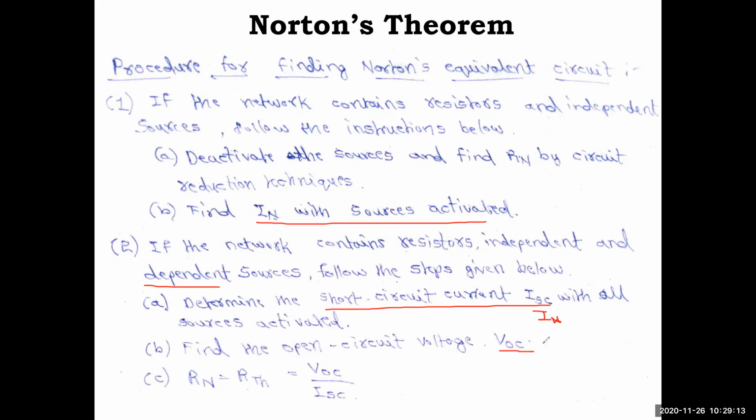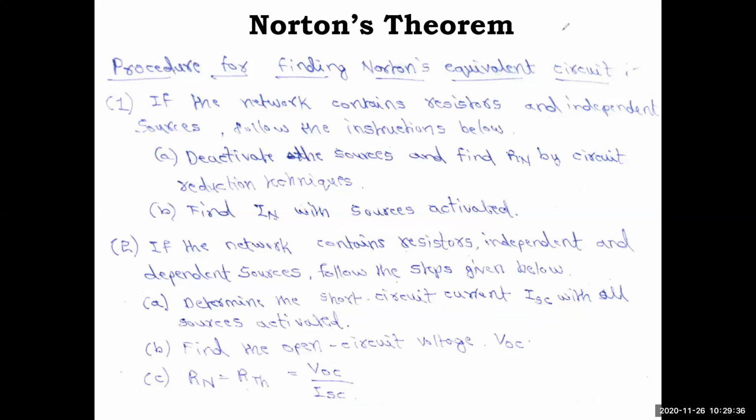VOC we will find as we have done in Thevenin's. Then we'll take the ratio of that VOC by ISC. Even in Thevenin's theorem, in the second step we have done the same way, right? The open circuit voltage VTH was there, and ISC we calculated by short circuiting. Remember that? So that is the same way for Norton's, finding RN: VOC by ISC.